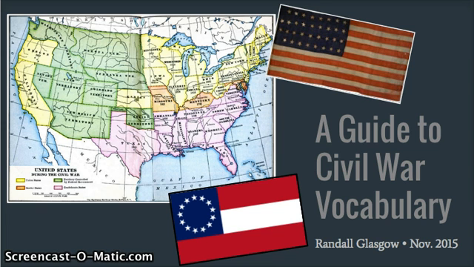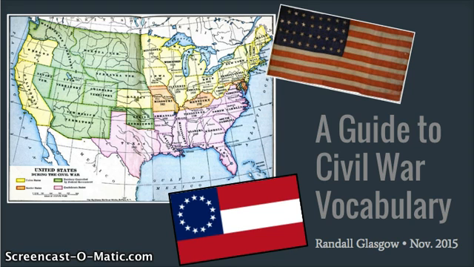The states in orange are called border states. West Virginia is sometimes counted among them, even though it didn't become a state until about the middle of the Civil War. We'll learn more about the border states a little bit later. The states in pink are the Confederate states, or the states in the South, which rebelled against the federal government and seceded from the Union.